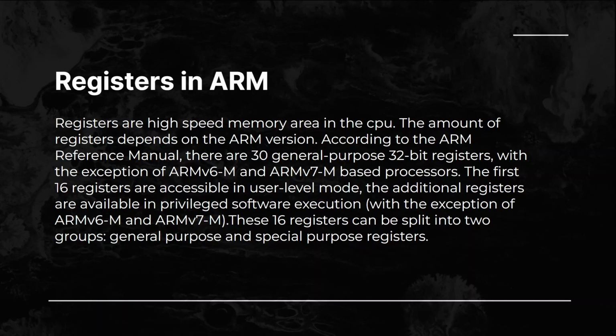ARM architecture features a set of general purpose registers. There are 30 general purpose registers in 32-bit architecture that are used for arithmetic, logical operations, and data movement. The number and naming of these registers slightly vary between 32-bit and 64-bit ARM architectures. The first 16 registers are accessible in user level mode. These 16 registers can be split into two groups: general purpose registers and special purpose registers.